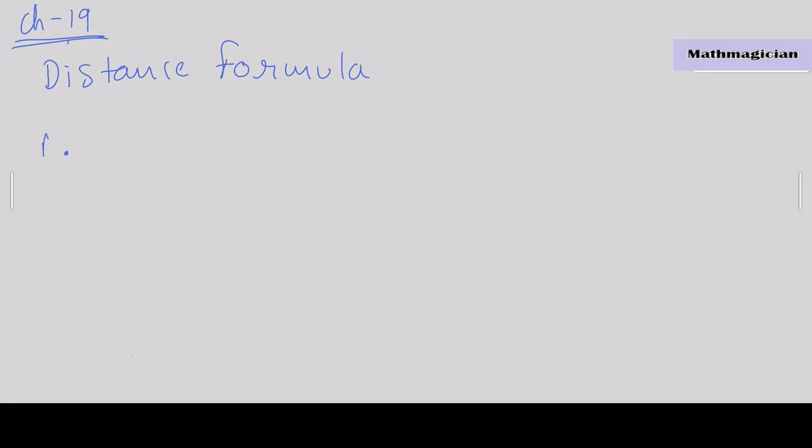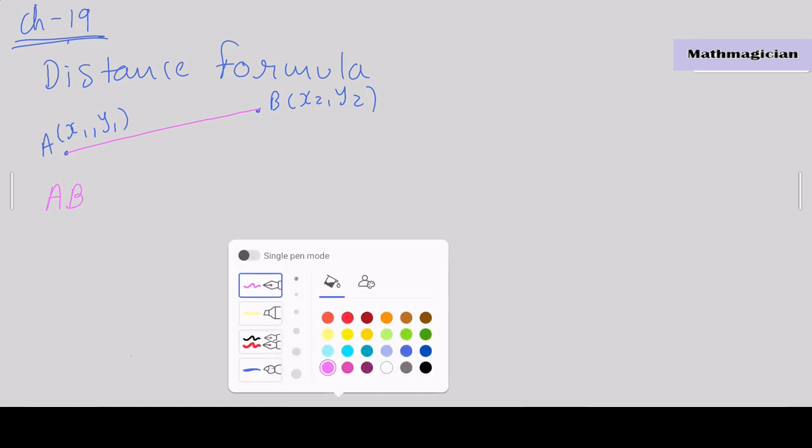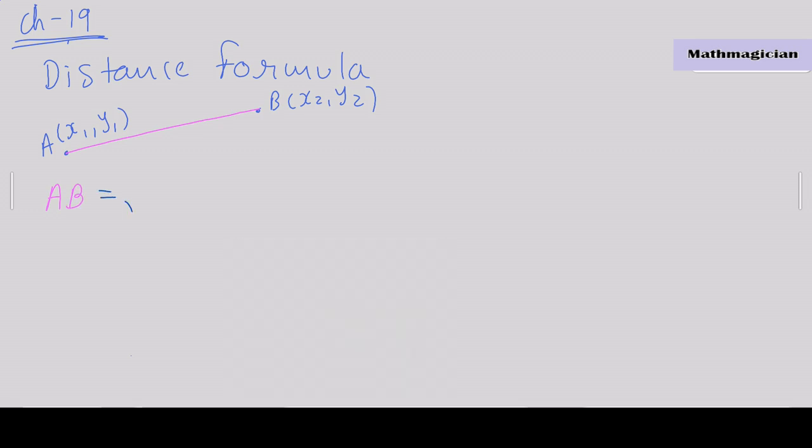Let's say that point A has coordinates x1, y1, and there is another point B whose coordinates are x2, y2, and I need to find the distance between these two points. That is a straight line between them, that is the length of AB, and this distance is denoted by AB is equal to under root (x1 minus x2) square plus (y1 minus y2) square.